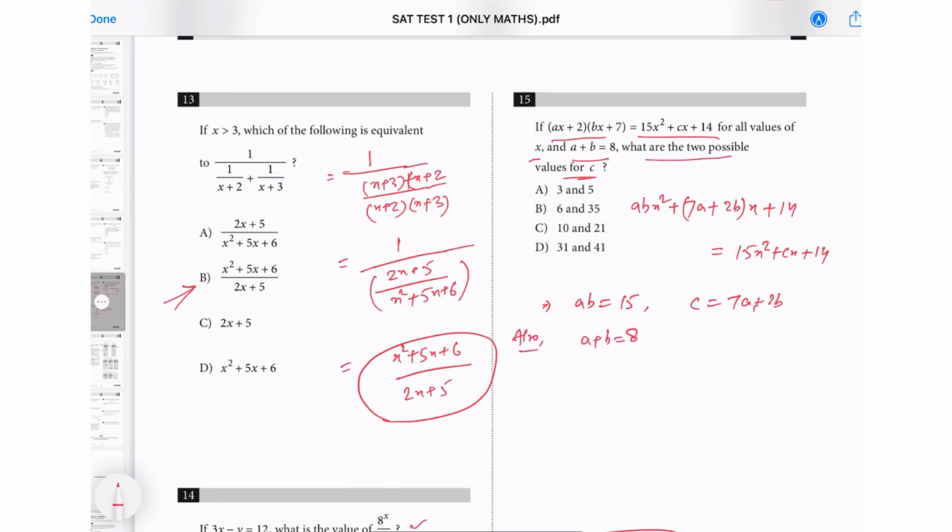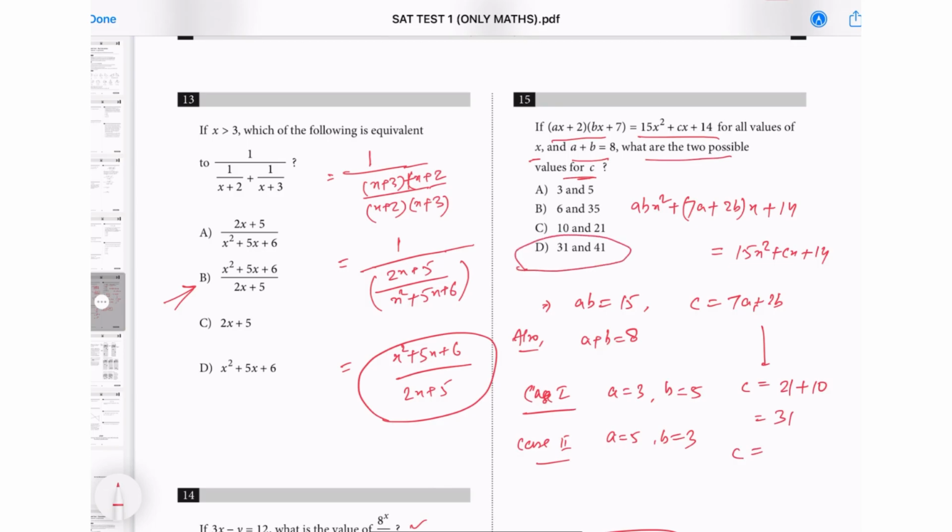See, this is possible only when we have two cases. The first case is when a equals 3, I will get b equals 5. And second, when a equals 5, I have b equal to 3. In both these cases, I will simply find what c is. So c in the first case is 3 times 7 plus 2 times 5, so it is 31. Is there any option 31? Yeah, we are getting this. So that is the only answer.